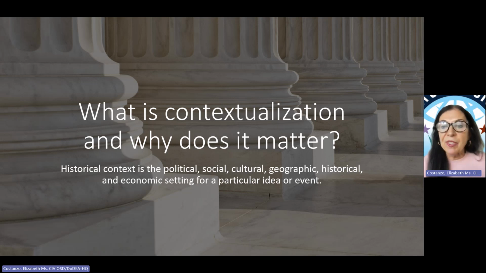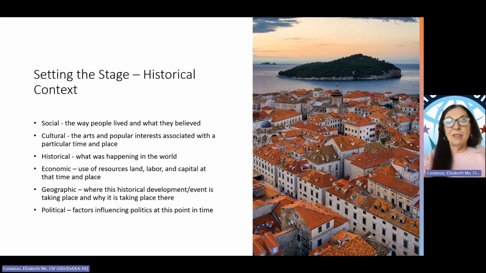To do a good job of setting the stage or establishing historic context, a student of history considers the political, social, cultural, geographic, historical, and economic setting of a particular idea or event. Without understanding historical context, a person might be tempted to interpret past events based on current conditions. By examining the historical context, historians and students of history can get a deeper understanding of the motivations and actions of the people living in that time period. It's a lot, right? There's even more.